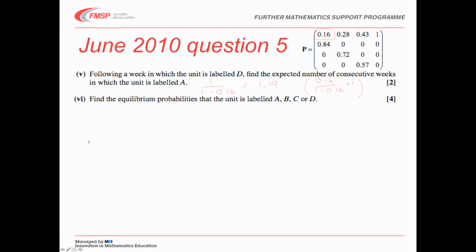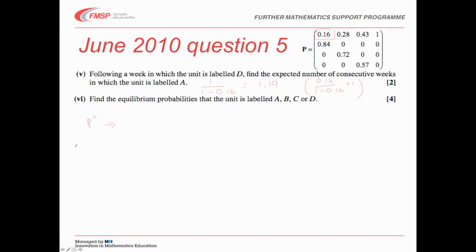Part 6, the equilibrium probabilities. The equilibrium probabilities are found by looking at powers. What you need to be careful of when you're doing this is that when you look at these powers of P, you actually get ones where it has tended to, it's got as far as it can go in terms of your 4 decimal places. And there's two checks to this.